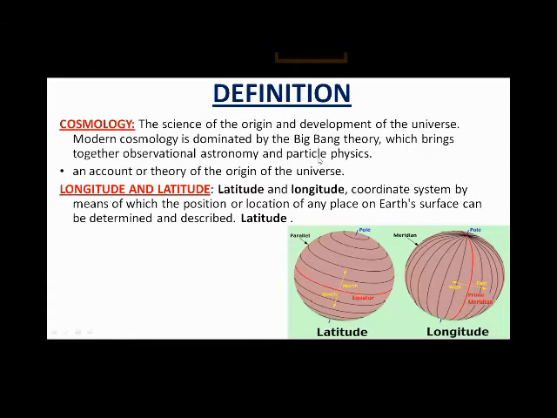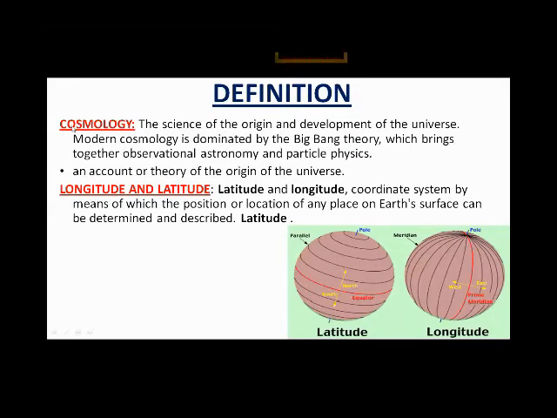Big Bang or modern cosmology is said to bring together observational astronomy and particle physics. Another way we can say, cosmology is an account or theory of the origin of the universe and how the universe developed. So what is the origin of the universe? That is explained through cosmology.